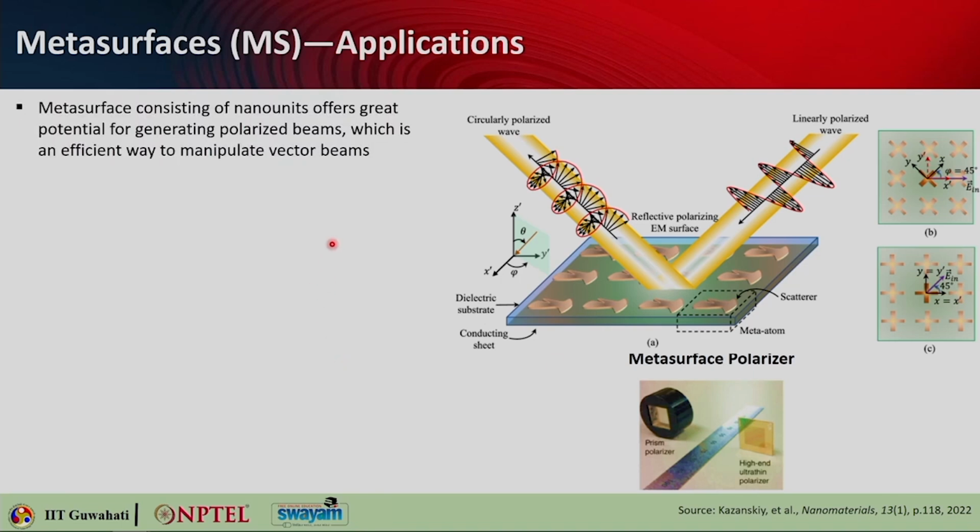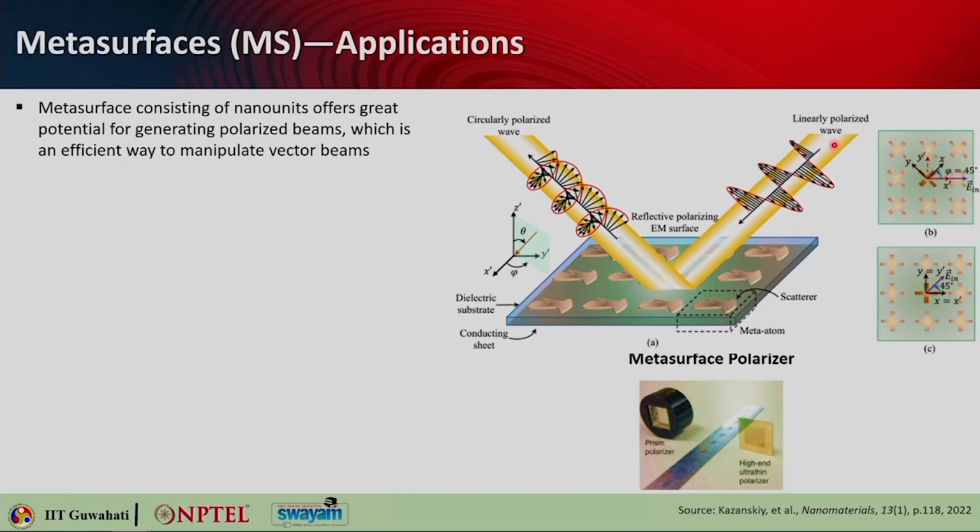So meta surface constituting nano units can offer great potential for generating polarized beams, okay, which is an efficient way to manipulate vector beams. So here in this figure you can see this is particularly the unit cell that is repeating over this meta surface. This unit cell is called a meta atom, and in this unit cell you have a metallic scatterer on a dielectric substrate. The bottom, the back plane, is a conducting sheet. So this is how this meta surface is constructed.